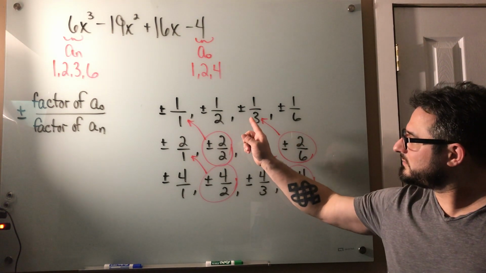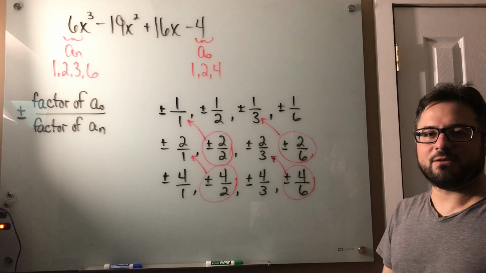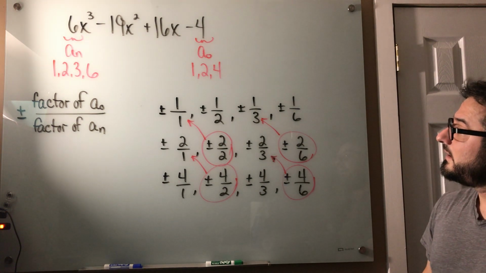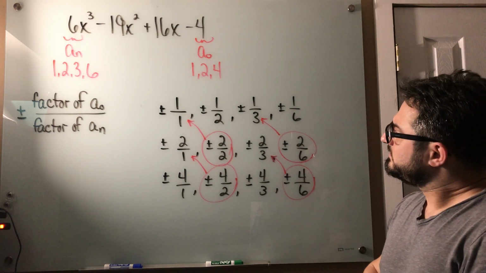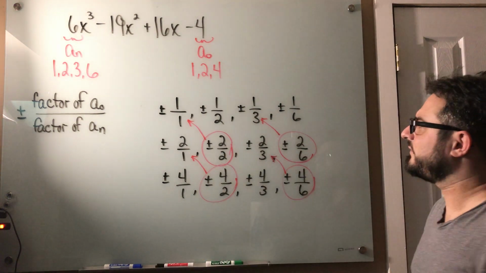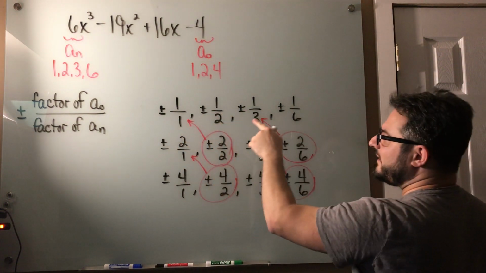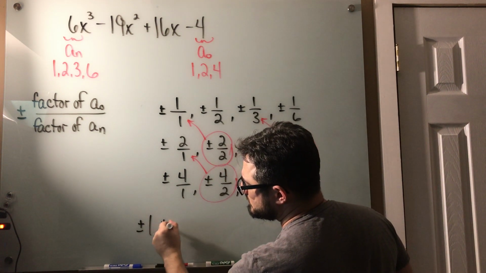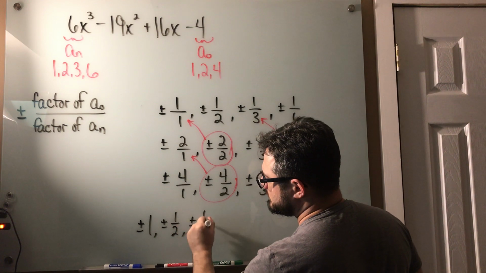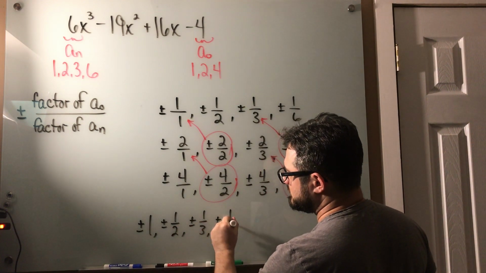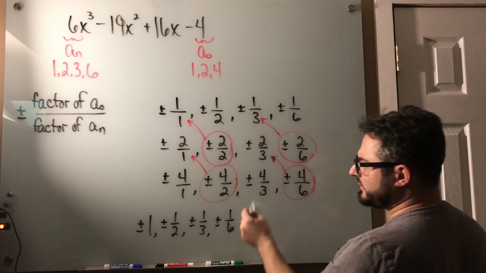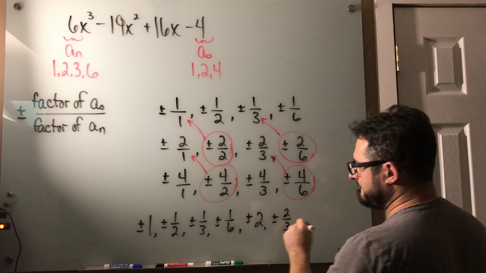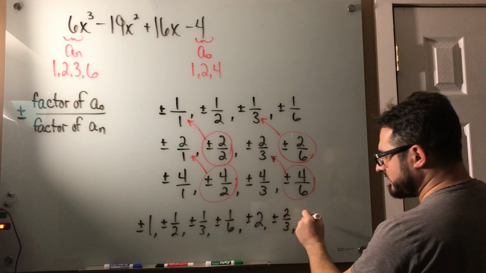So 8 possibilities are already covered because they're duplicated. Alright, so that still leaves us with quite a few. It leaves us with 1, 1/2, 1/3, 1/6. It leaves us with 2 and 2/3. And it leaves us with 4 and 4/3.